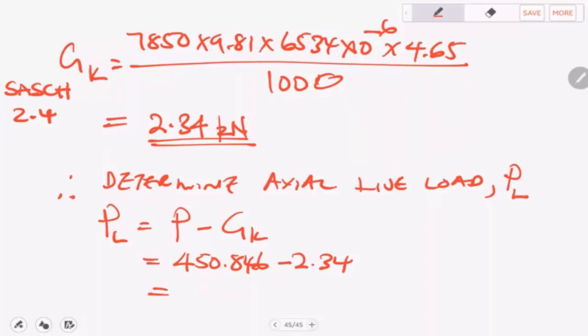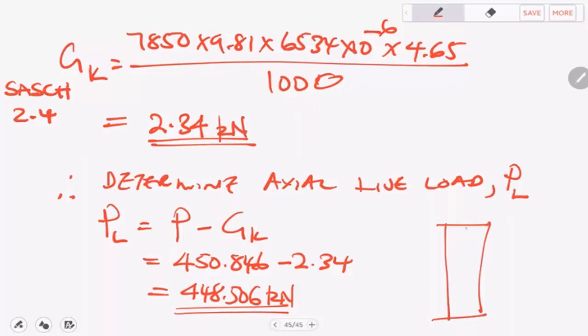So I get 448.506 kilonewtons. So that's the maximum force which you can put on that column so that it doesn't buckle. If you apply more than this, then it's going to buckle. All right.